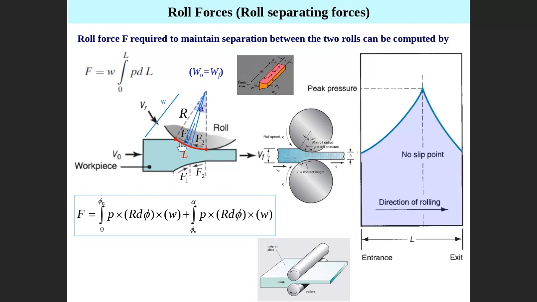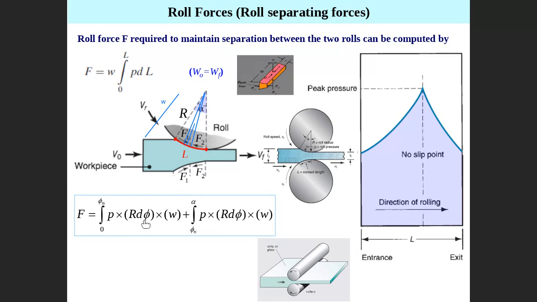When they looked at what is happening from 0 to L, they found that the pressure increases up to the no slip point, and then the pressure decreases. Then they realized that it is not one part, it is two parts. From 0 to the no slip point is one area, and from the no slip point to the exit is another area. Then actually the force here must be divided into two sections. This is one section, this is another section.